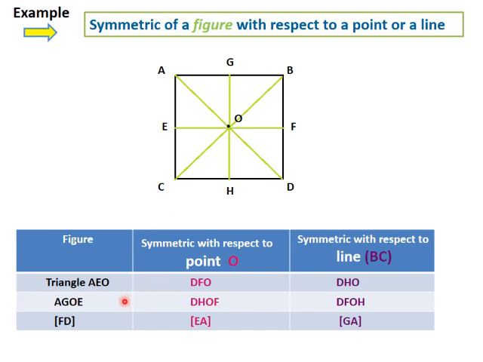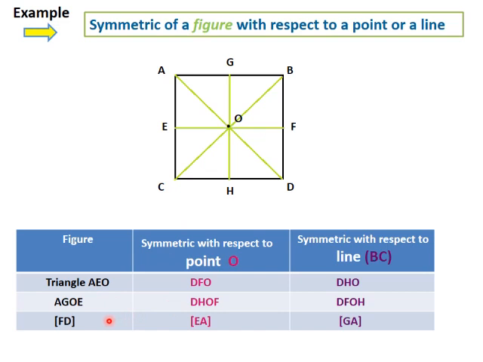Now we are going to find the symmetric of square AGOE with respect to point O in the same way, by finding the symmetry of each point alone. The symmetric of point A with respect to point O is point D. The symmetric of G with respect to point O is point H, since OG is equal to OH. The symmetric of point O with respect to point O is the same, which is O. And the symmetric of point E with respect to point O is point F. Then, the symmetric of square AGOE is square DHOF.